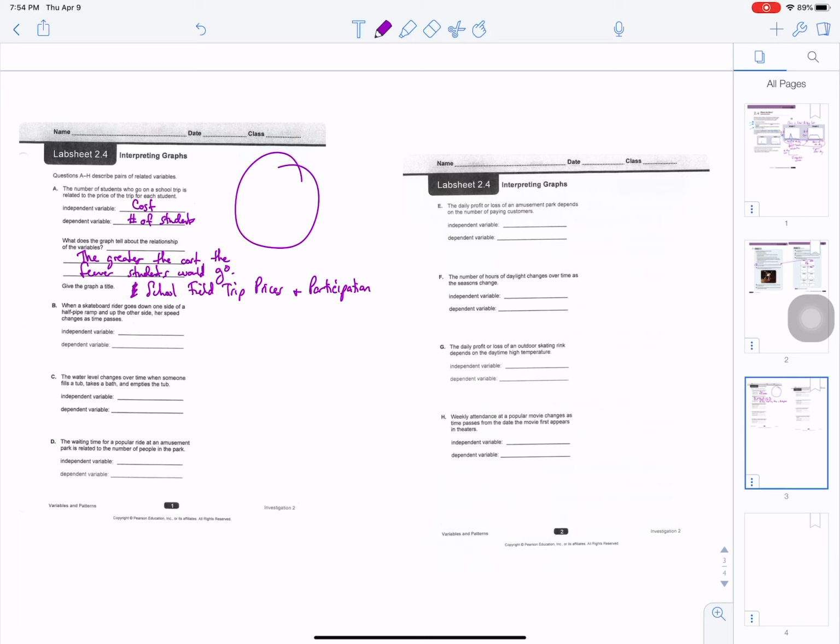All right, so you have to place all 8 graphs with the situations, talk about the independent and dependent variables, and that's what I'm looking for in your assignment today.